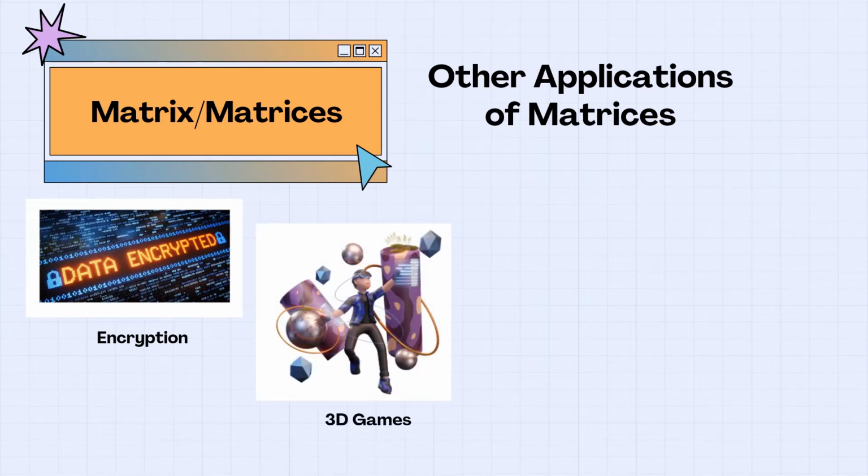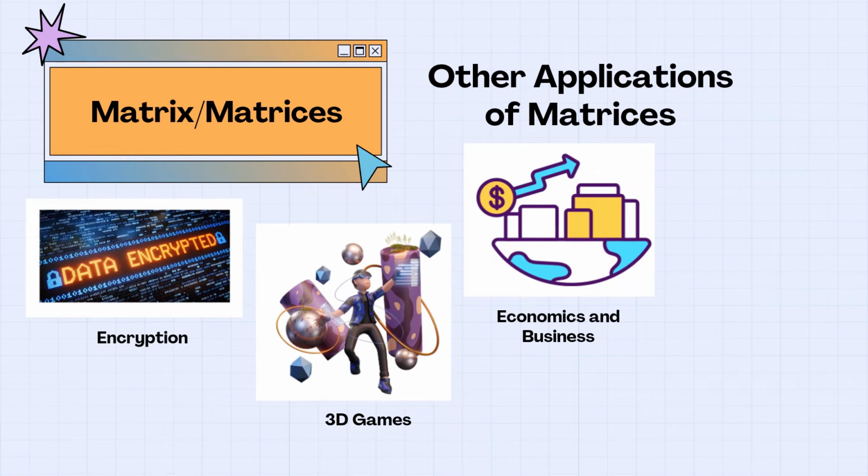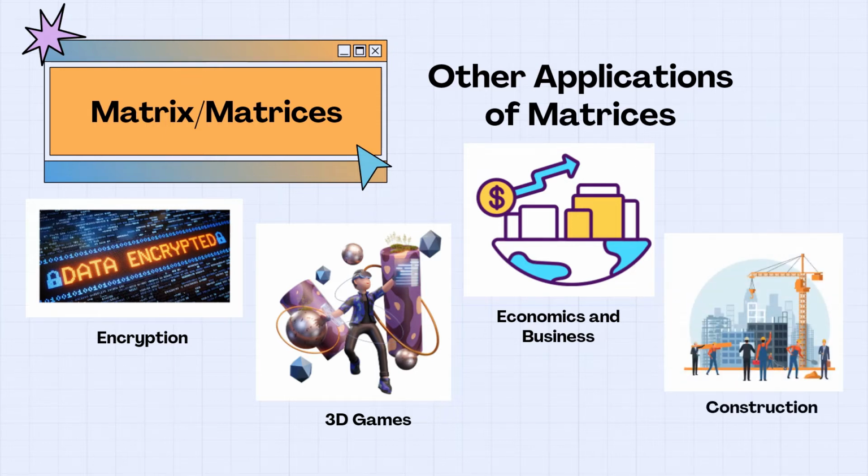The next one is for 3D games. We use it to alter objects in 3D space. The next one is for economics and business, to study the trends of business shares, to create business models, and so on. The fourth application of matrices is for construction. Have you seen some buildings that are straight, but sometimes architects try to change the outer structure of the building? This can be done with matrices.